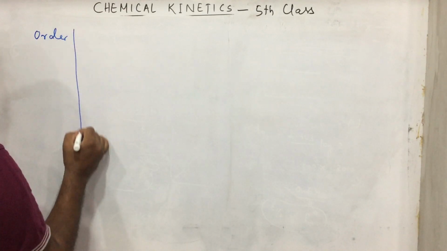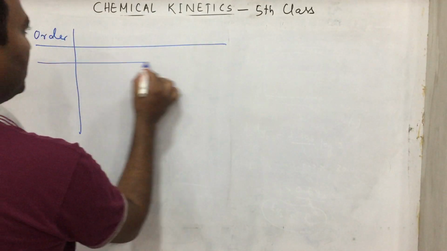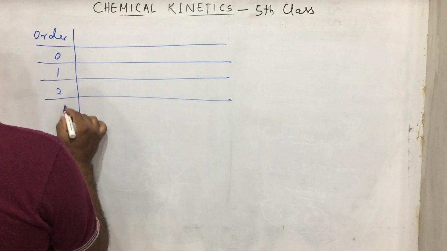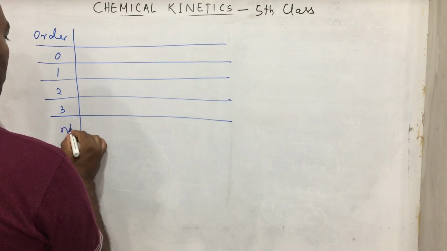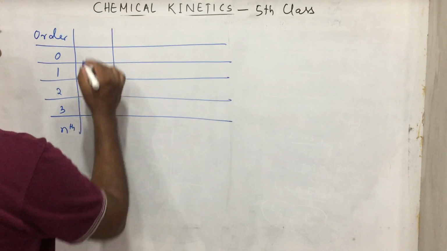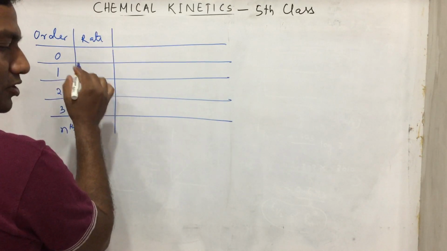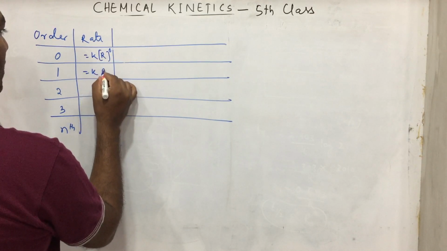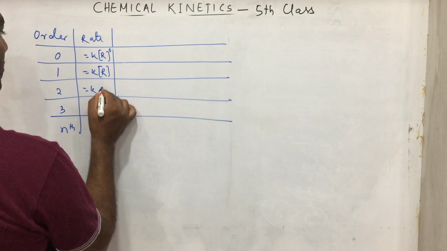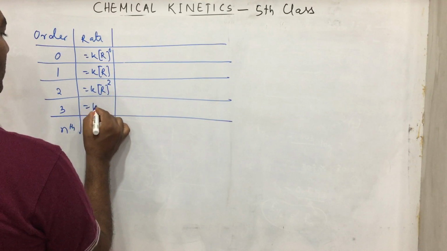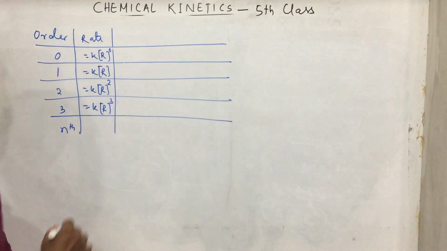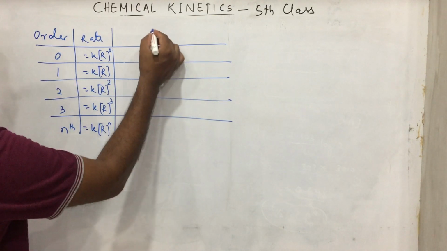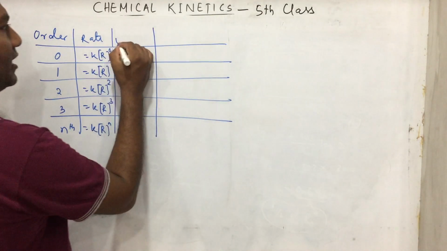this is order. So we have read like this: zero order, first order, second order, suppose third order, and suppose nth order. Clear? Then what is rate? Now, for zero order reaction, rate equals K into R to the power 0. First order, K into R to the power 1. Second order, K into R square. Third order, K into R cube. For nth order, K into R to the power n. Clear?